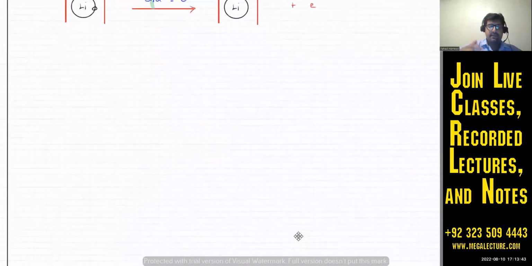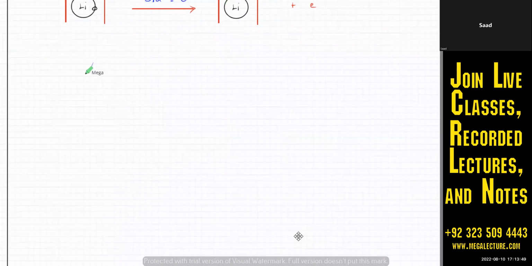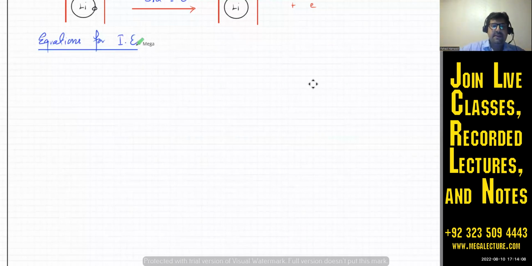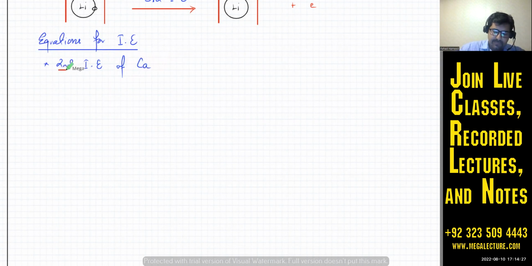So the first thing is you'd be asked to write equations for ionization energy. So we'll just practice it a little bit. Equations for writing ionization energies. So now the first one, let's do this. Let's say they ask you a question: what is the second ionization energy of calcium? If that is the question, what will be the equation?